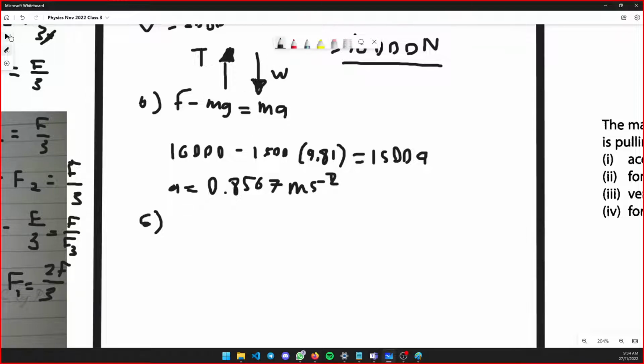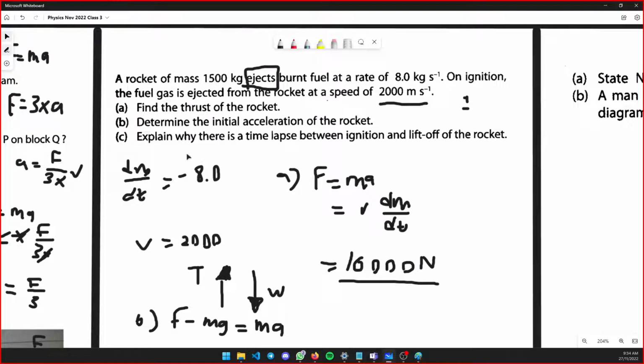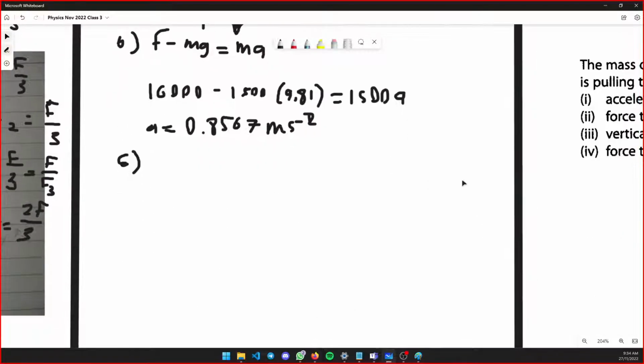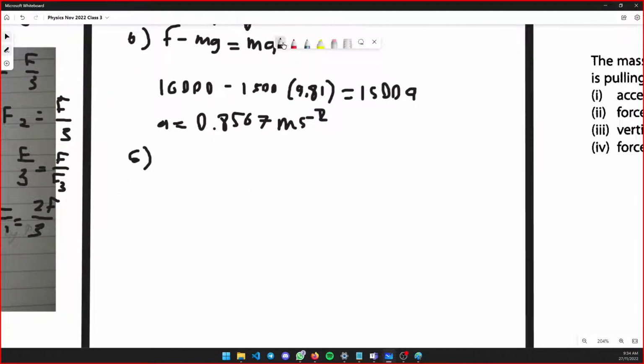Okay, C. C is a bit of an essay answer, because they ask to explain why there's a time lapse between ignition and liftoff of the rocket. This one I would say, copy my answer. Maybe you never heard this answer before.